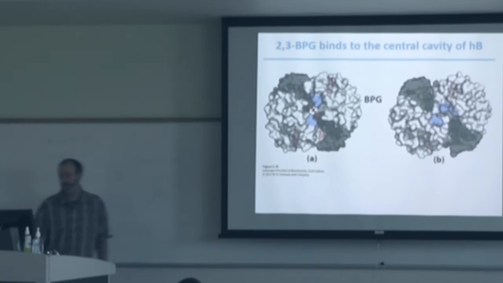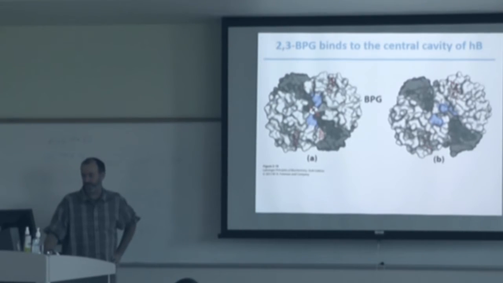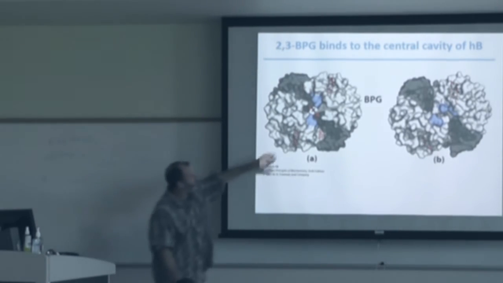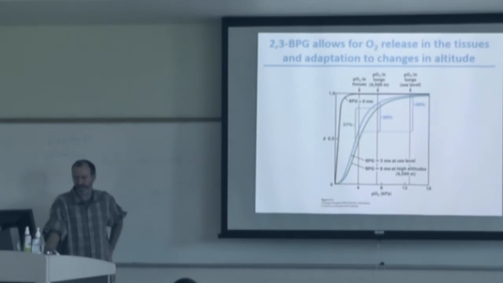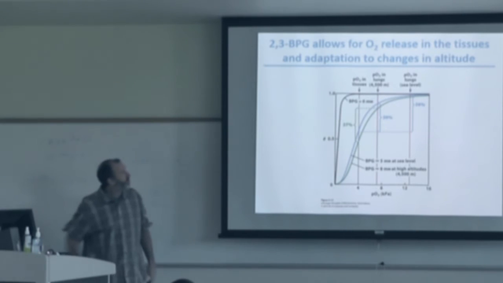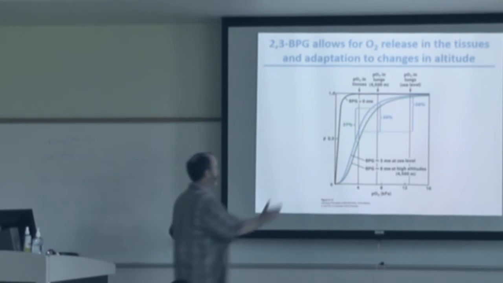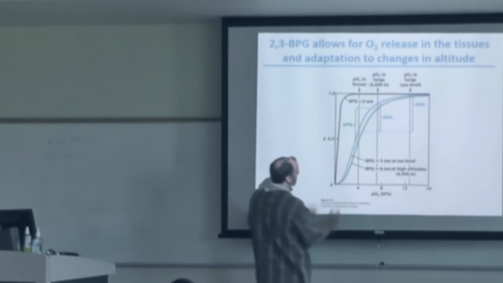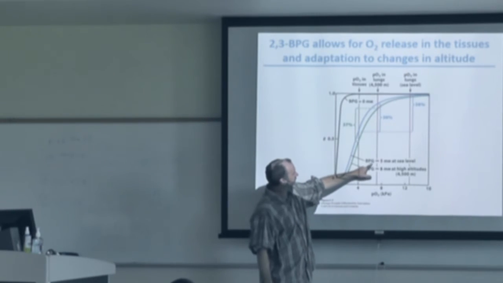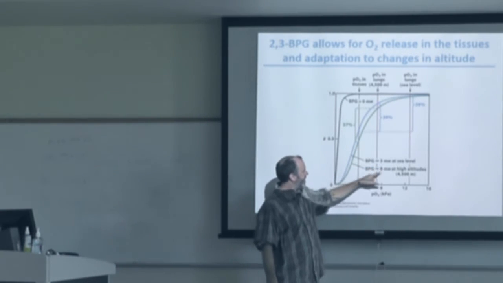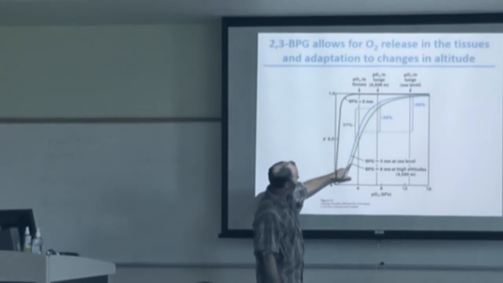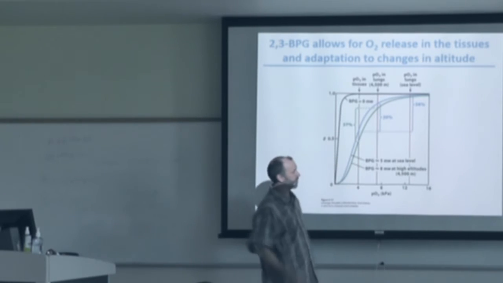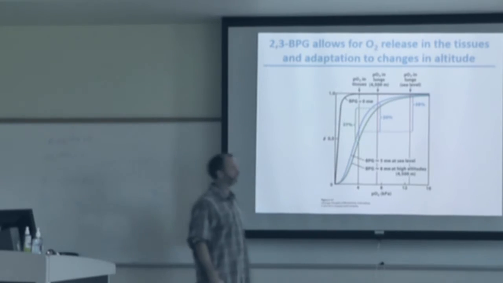And this shows you it again down in the central cavity, stabilizing the T state of hemoglobin. And this shows you how it shifts the binding curve. So this is bisphosphoglycerate at 5 millimolar at sea level. This is bisphosphoglycerate at 8 millimolar at higher altitudes. So it shifts 8 millimolar to the right. So you're able to dump off more oxygen at a higher altitude also.